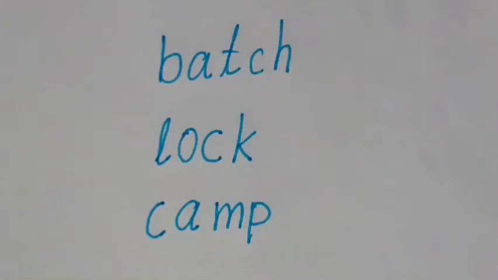Let us move on to the third one. The third one is lock. Try to write neatly in your notebook. Don't scribble on your notebook, ma. Just identify the beginning, middle and end sound. Finally write this word. Lock. I'm going to start the countdown. 3, 2, 1, 0.